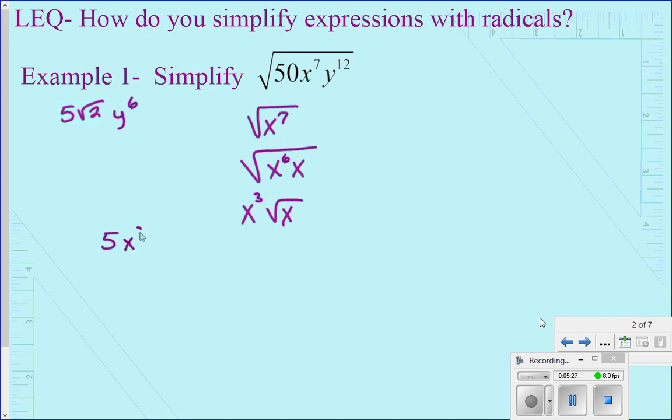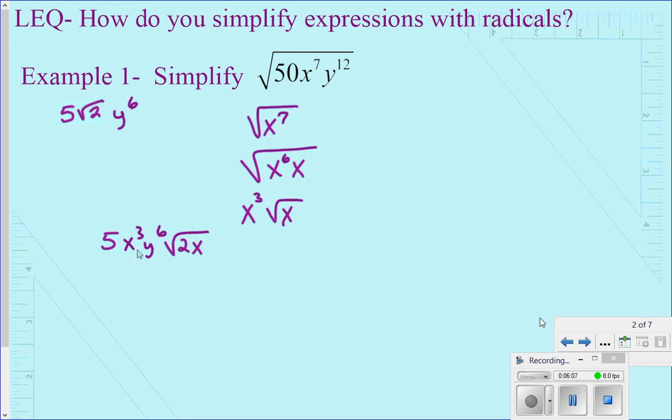I have x cubed y to the 6th, and then I have the square root of 2x. Now, this was an even root, so remember, that's when we have to check to see if we need an absolute value. The key thing is that the original problem had to divide evenly and get a whole number for the exponent, and that whole number has to be odd. So 12 divides evenly, but that gives me 6, and 6 is not odd. So I don't need absolute value around that.